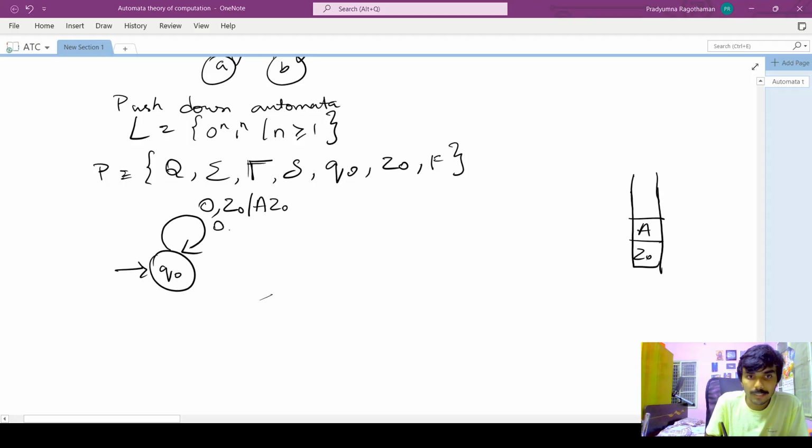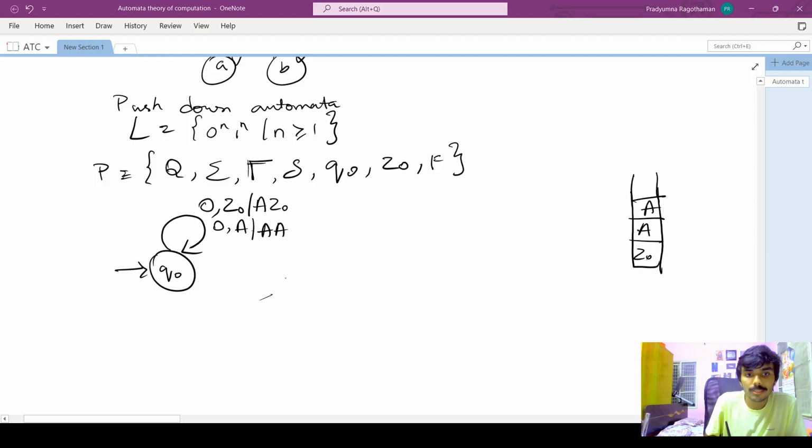And again, if it gets 0 and the top is a, then we should push another a onto the stack like this. A pushdown automaton is like an NFA. We need not account for every transition for every state; we only have to define the required transitions. So this is one.